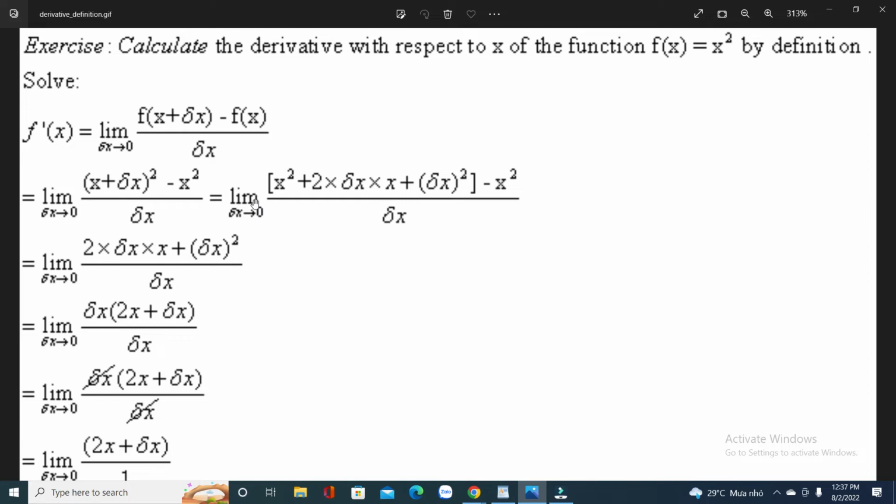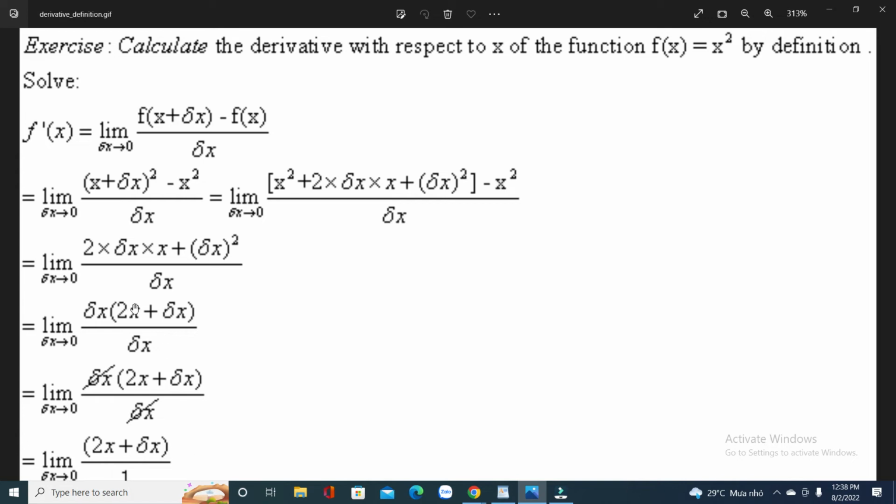Next, we want to simplify the numerator. You can see here we have x squared here and minus x squared here, so they cancel out. So in the numerator we are left with 2 delta x times x plus delta x squared, as you can see here, and in the denominator you still have delta x, and the process of taking the limit as delta x goes to 0 is still the same.